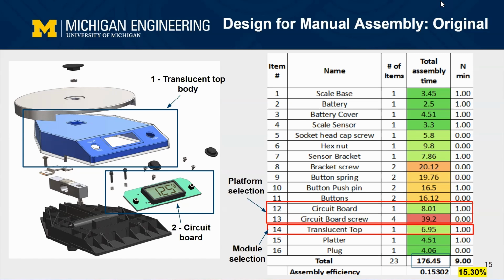Observing these times while considering the mentioned quad chart and function component mapping matrix, we chose the circuit board as a platform component with its high cost and high importance, and considering the high assembly time of the circuit board screws. We further chose the translucent top as a modular part because of the relatively high cost and assembly time of the button pins, which are part of the translucent top.